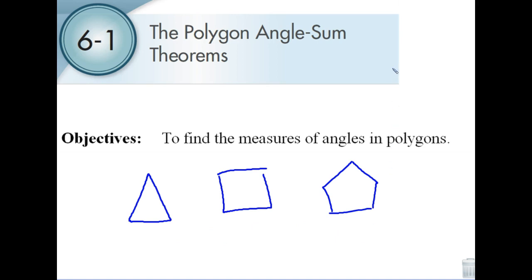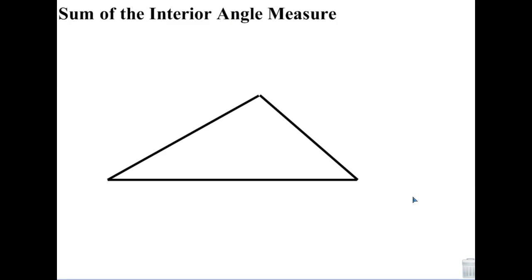Okay, 6.1, we're going to be looking at the polygon angle sum theorems. Objective: define the measure of angles in polygons. So we're going to start off by talking about the sum of the interior angle measures.